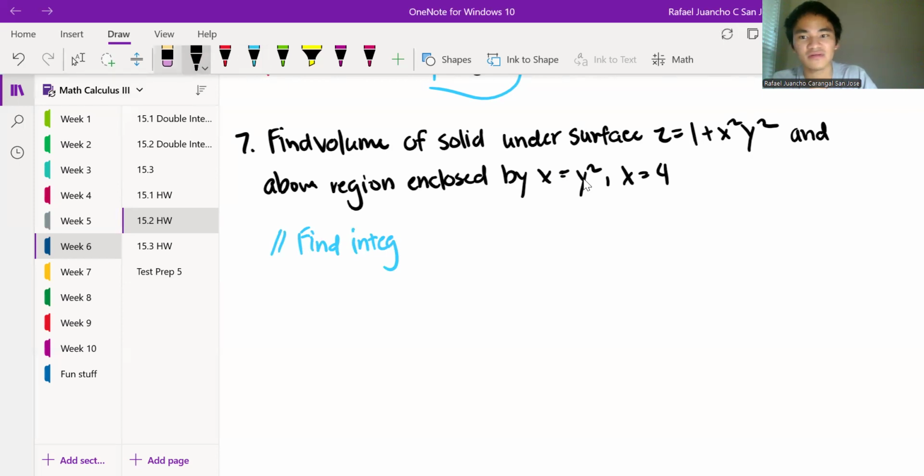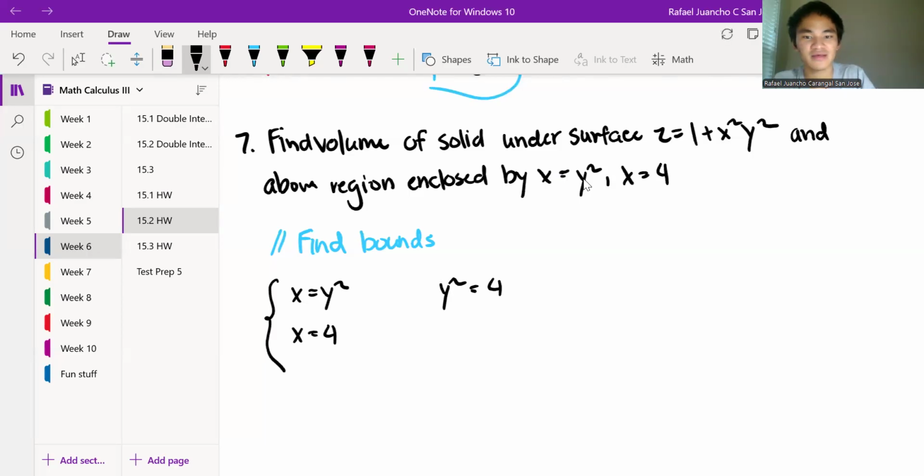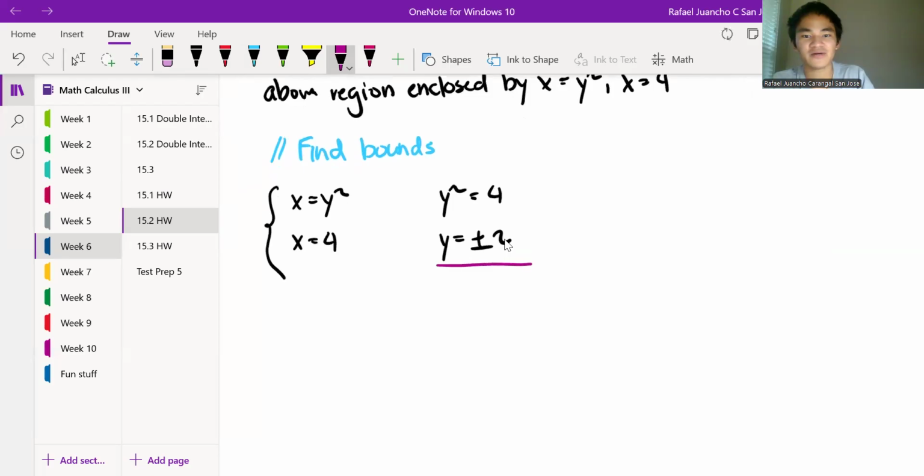Oh, speaking of integral, I need my bounds for y. So I need to find my bounds for y specifically. So I have to solve this system. When x is 4, we just say y squared is equal to 4. And so this tells me that y is plus or minus 2. Those are my y bounds. And so I now find an integral and solve it.